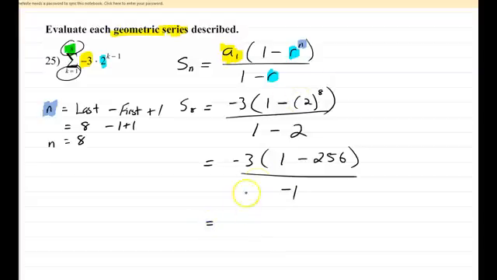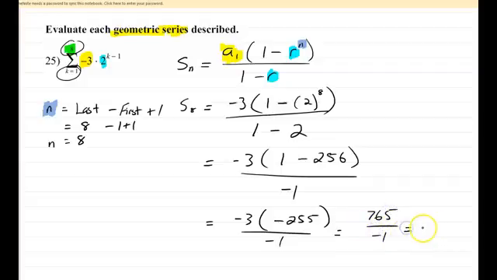Again, you would just do this part on your calculator, but -3 times -255 over -1. And so the -3 times the -255 gives us a positive 765 over -1. Divided by -1 equals -765. So that means the sum of our first 8 terms is -765.